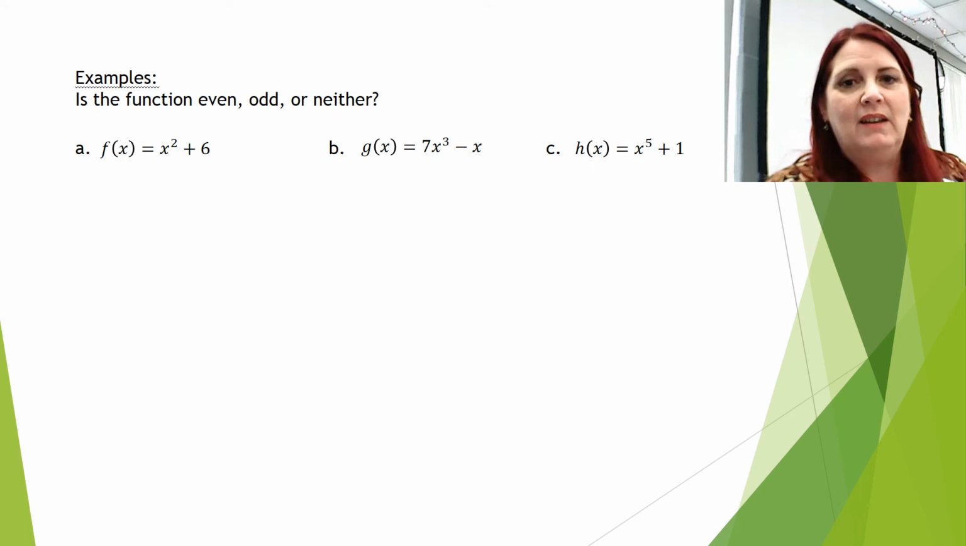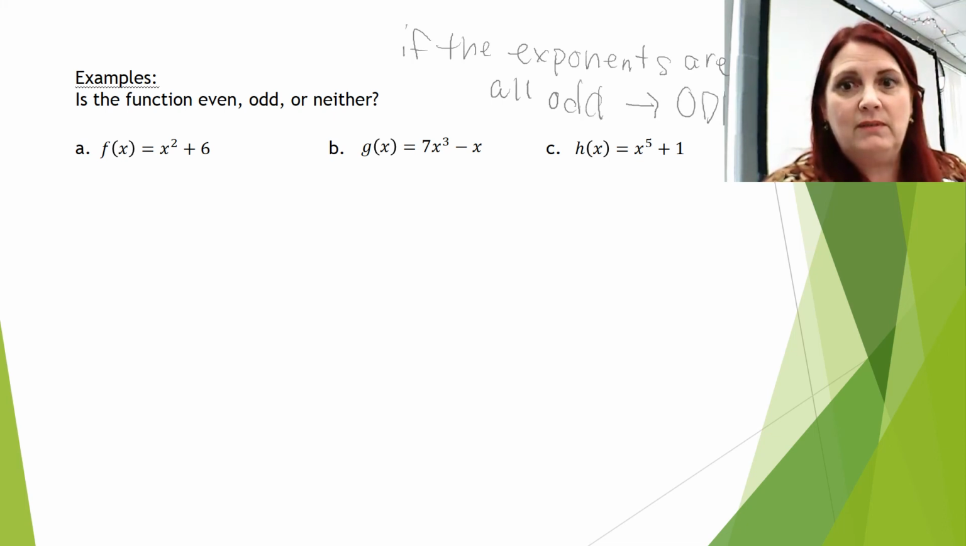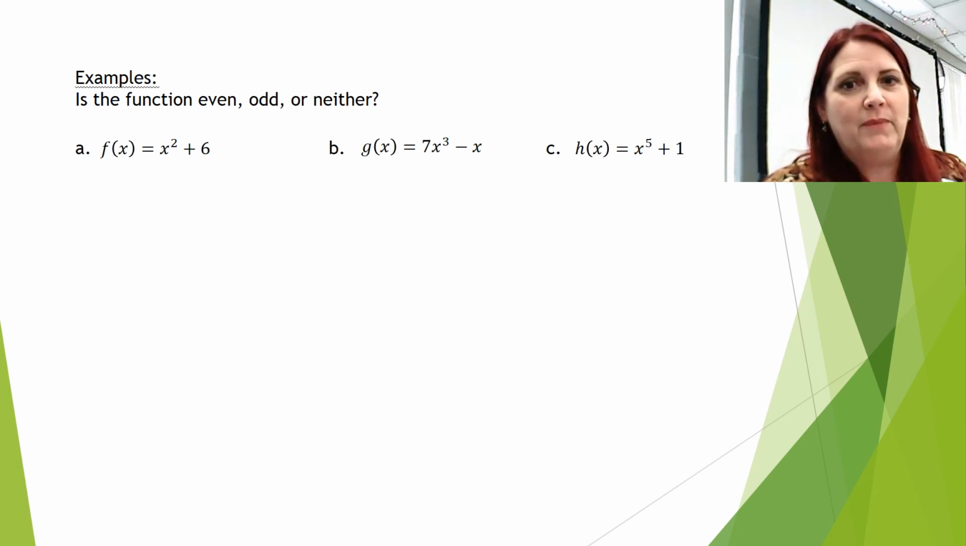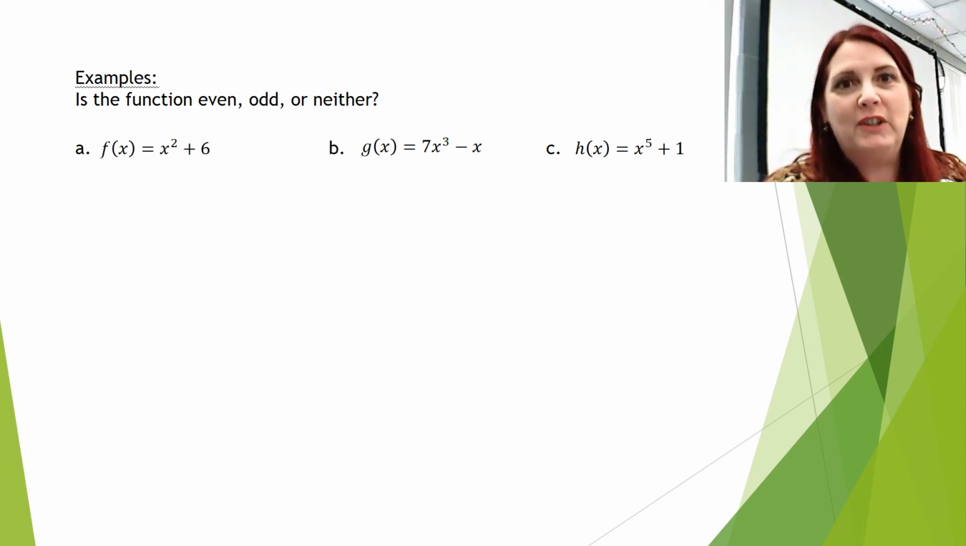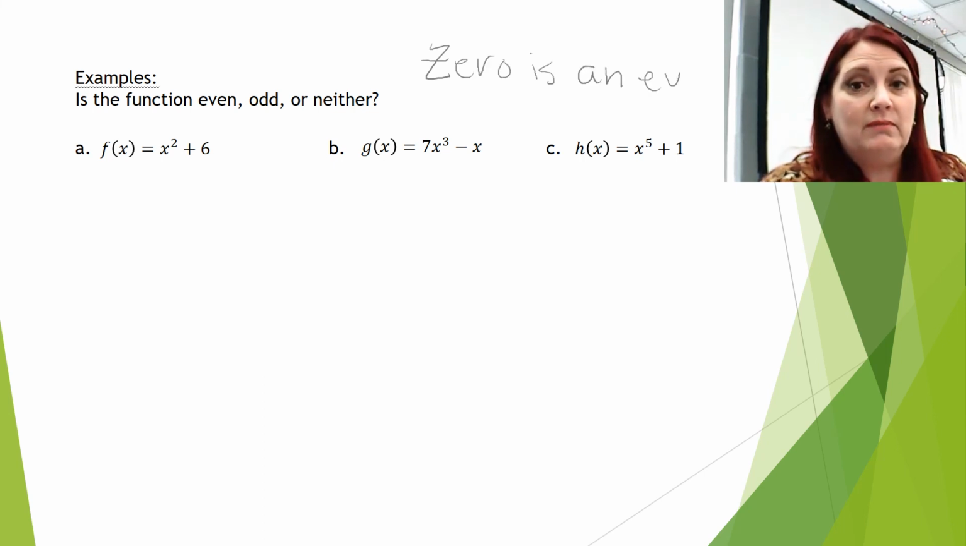And if the exponents are all odd, it's going to be an odd function. Not hard to remember, is it? What if you have both? If you have both, it's not going to be even or odd. It's going to be neither. And one other little thing. 0 is an even number.